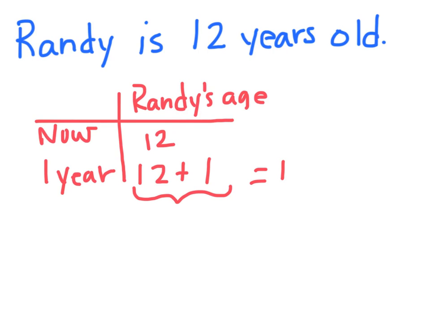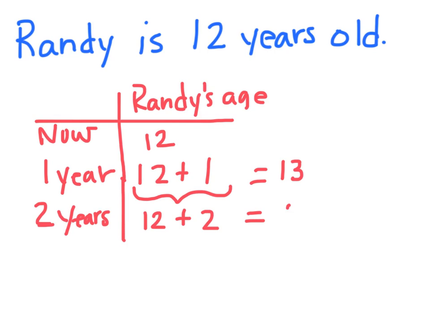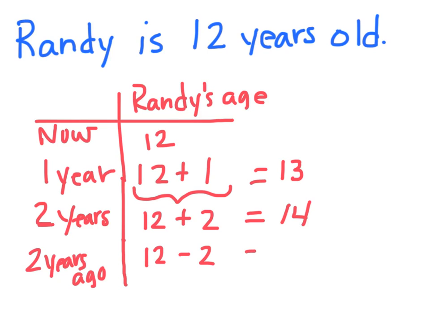Now let's write an expression that shows Randy's age in 2 years. So 2 years from now, Randy's age would be 12 plus 2, or 14. And finally, what was Randy's age 2 years ago? Well, that would be 12 minus 2, or 10. Each of these is a numerical expression.